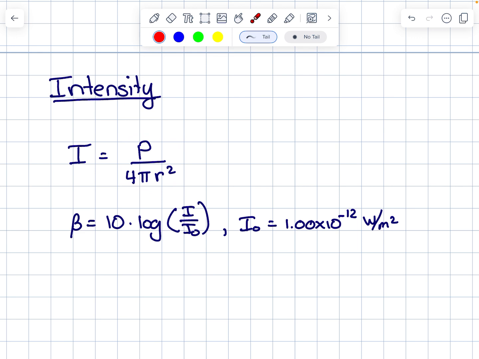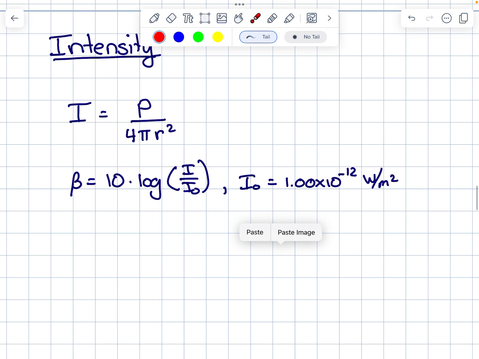So that's how we calculate the intensity, but that's not how we represent the sound level because our ears don't hear things in a way that's proportional to the intensity. So we calculate the sound level using this equation. It's the decibel equation. This right here is the intensity of the sound wave.